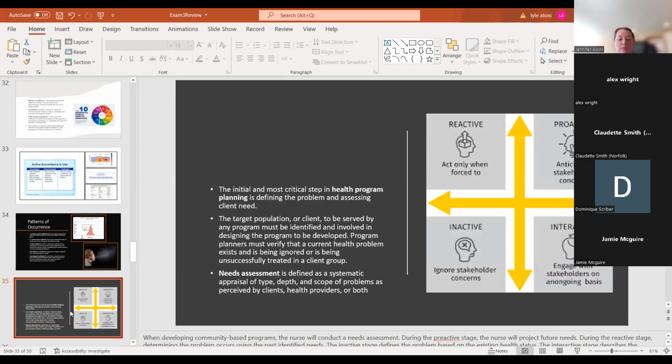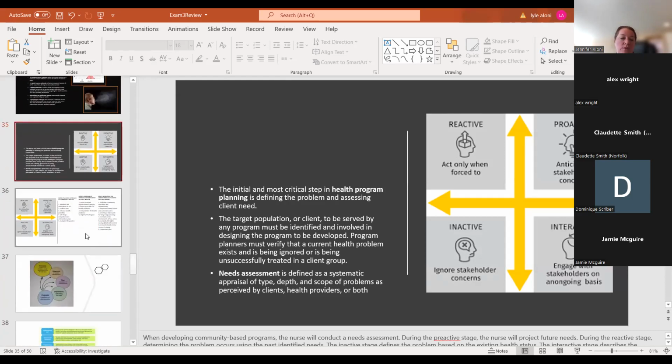So when we're looking at health program developing, we're going to move a little bit back to education, but it's with health planning for community-based programs. We're going to make sure we do a needs assessment, right? And we make sure that during that time, we're going to have a pre-active phase, a reactive phase, and an inactive phase. And those are our 3 phases that we worry about when we're talking about that.